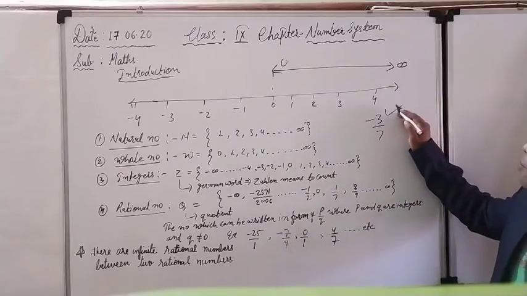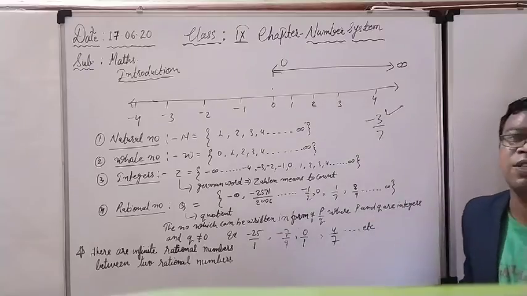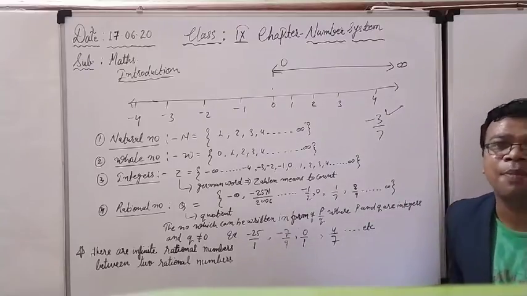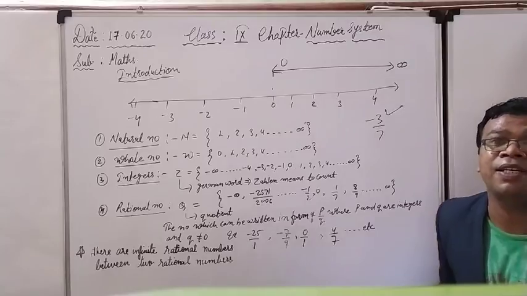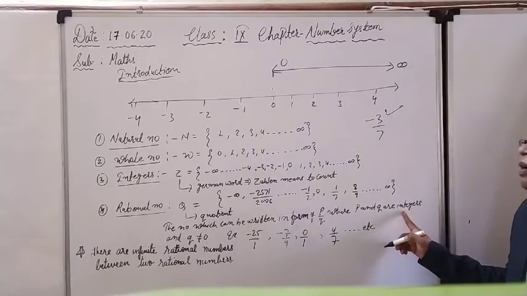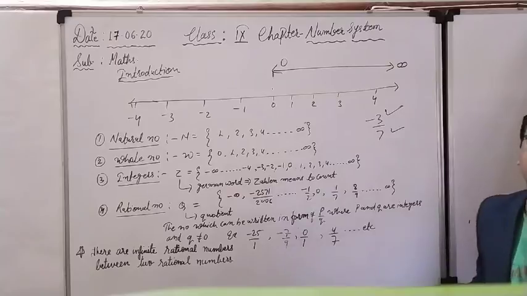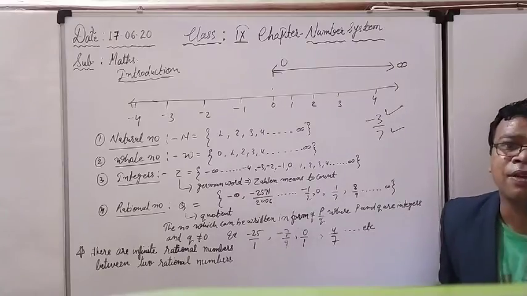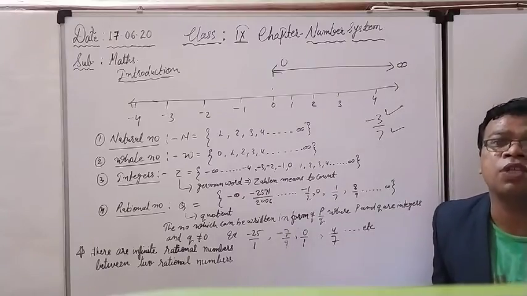You can see, if I am going to talk about the numerator, what is the numerator right now? -3. What is the -3 right now? -3 is a negative integer, and that's why the integer word is coming here. If I am going to talk about the denominator, what is the denominator here? 7. And what is the 7 actually? It is a positive integer.